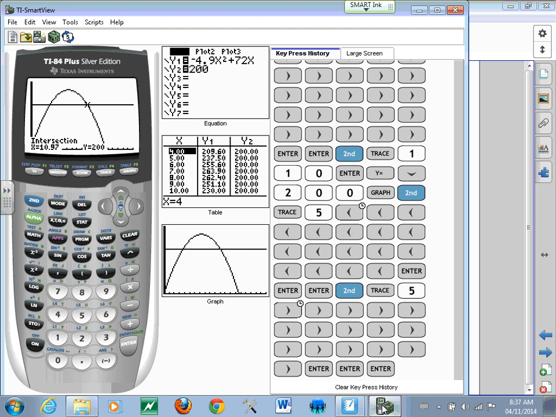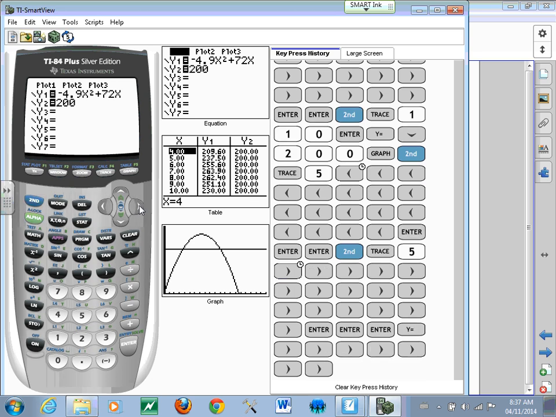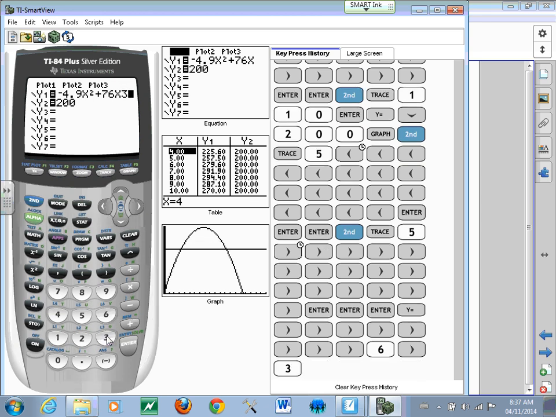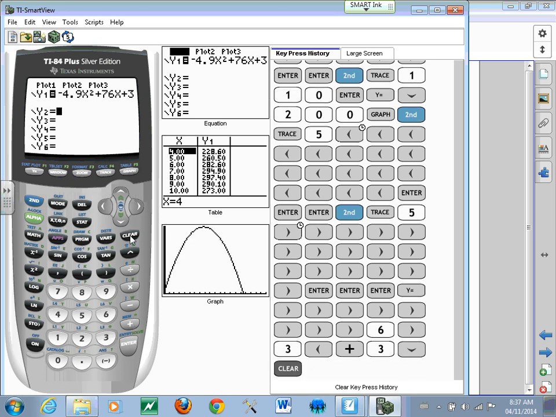So go to y equals. I'm going to leave the negative 4.9 x squared there. I'm going to change it to 76. Don't forget that if you're doing it with me. And then we're going to go plus 3. Okay, I'm going to go to Y2 and clear it because I'm not going to use that. And I'm going to check to see if my window's still good. So let's press graph. And I can still see that my window's good.